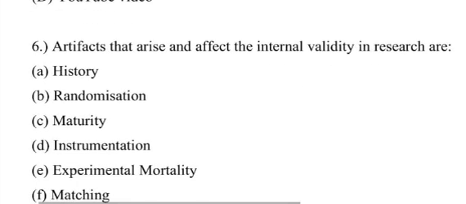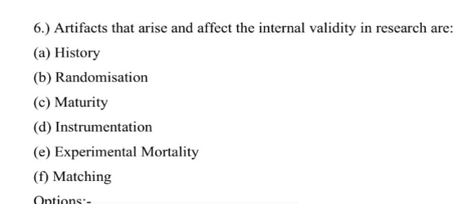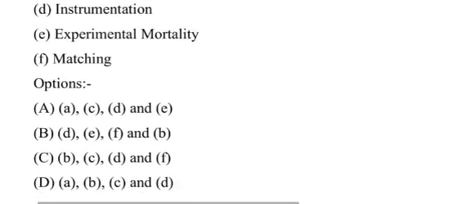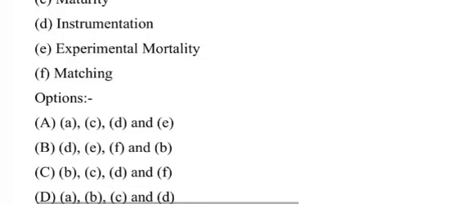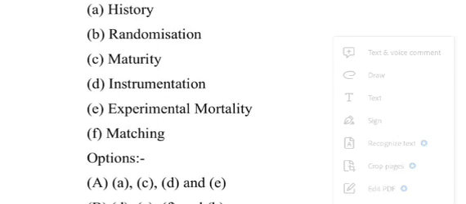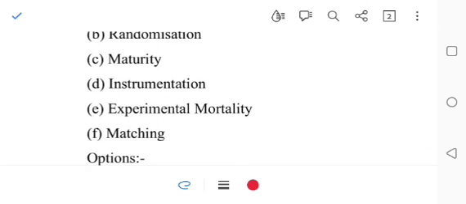6. Artifacts that arise and affect the internal validity in research are what? History, randomization, maturity, instrumentation, experimental mortality, matching. So these are the options for the set question. Correct option will be A, C, D, E. Okay, A, C, D, E.